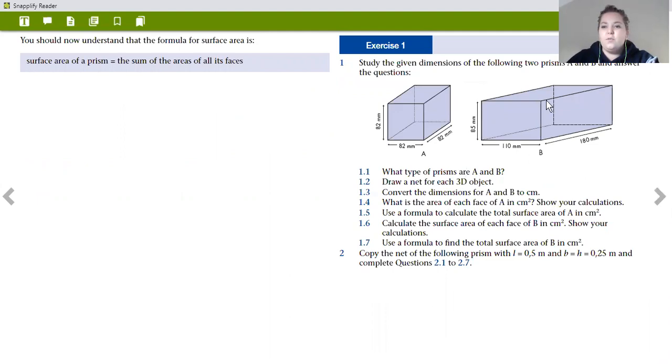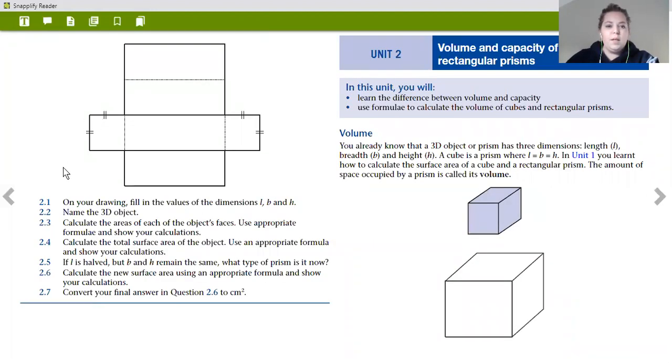If you need to tell the difference between the two shapes, this one is a cube, because all the sides are exactly the same. And this is a rectangular prism, and it's pretty similar to a matchbox. So what I want you to do is read through the questions. It's asking you step by step what to do. And the same on number 2, it's exactly the same.